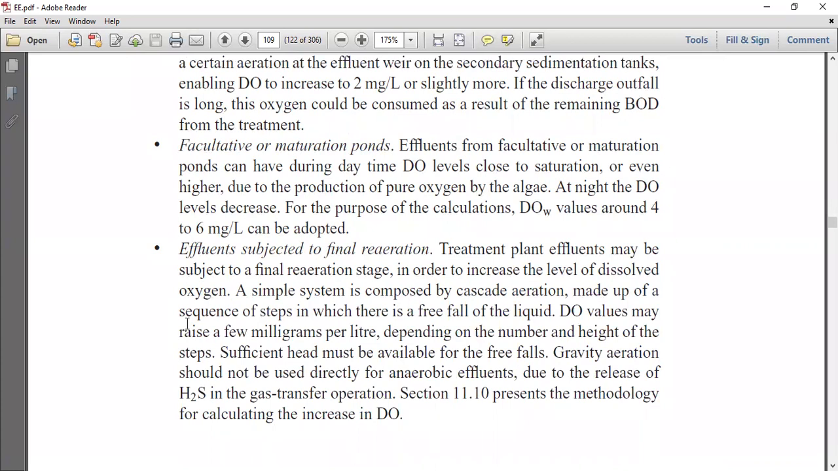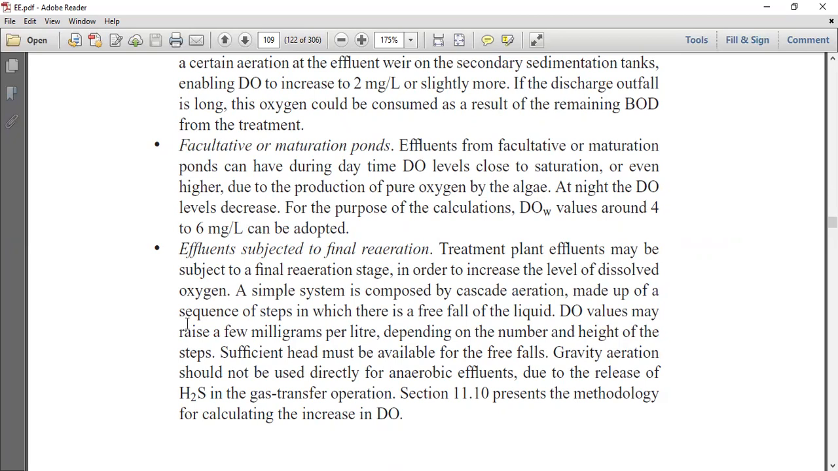Effluent subjected to final re-aeration. Treatment plant effluent may be subjected to a final re-aeration stage in order to increase the level of dissolved oxygen. A simple system is composed of cascade aeration made up of a sequence of steps in which there is a free fall of the liquid. DO values may rise a few milligrams per liter depending on the number and height of the steps. Sufficient head must be available for the free fall.